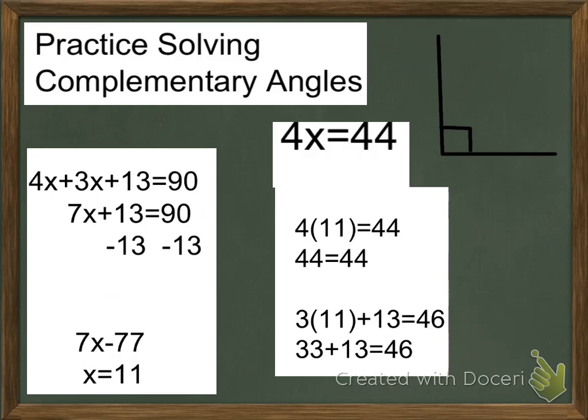For the second expression, which is 4x, you can solve it, but you can also plug in 11. So what I did is 4 times 11 equals 44. So now you have angle 2 as 44 degrees, and then for angle 1 you do 3 times 11 plus 13, which equals 46. Now you add 44 plus 46 together, and that gives you 90, which makes the complementary angle.